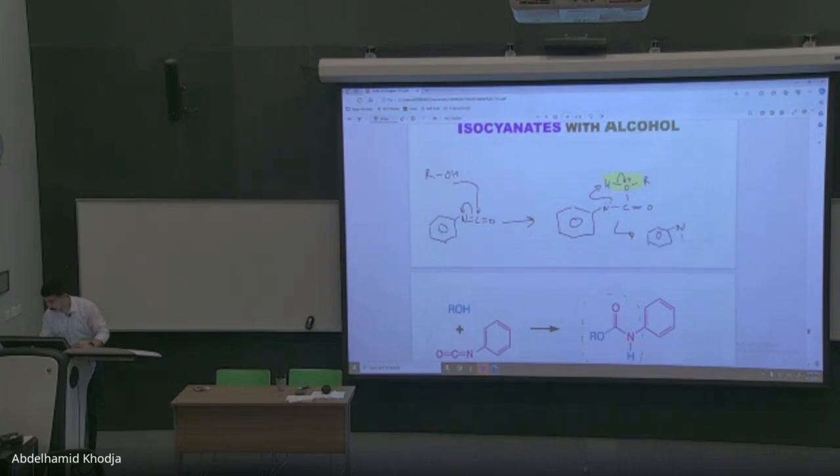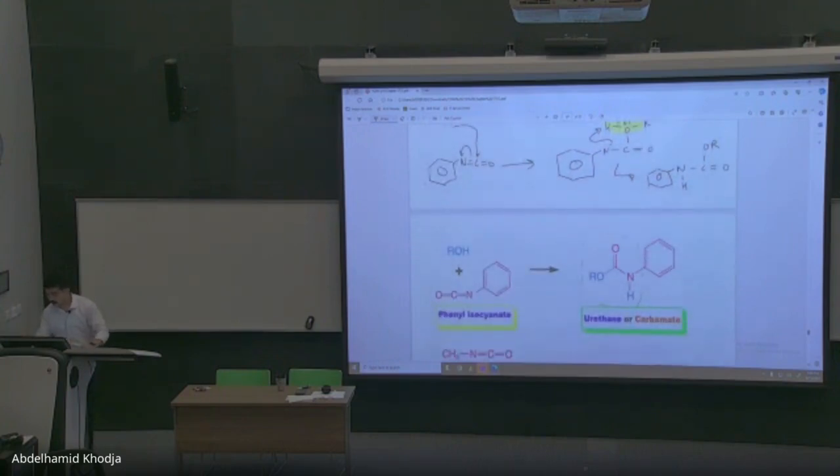N, H, C double bond O, C double bond O, O, R, which is exactly this group. You have your NH bonded to C double bond O bonded to OR. That's a good question.